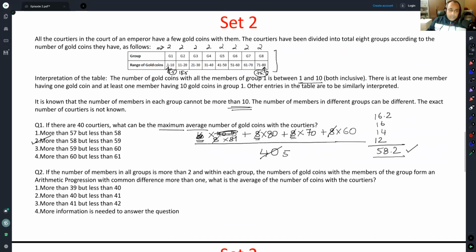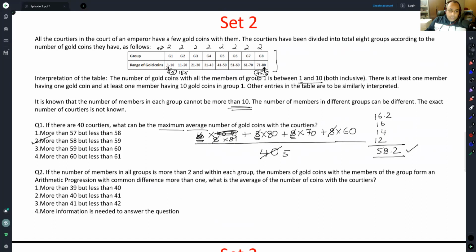Option 2 will be our final answer. You did not have to multiply numbers and get to a large value and then work your way down. If you understand averages, you could have done this process far, far smoother.